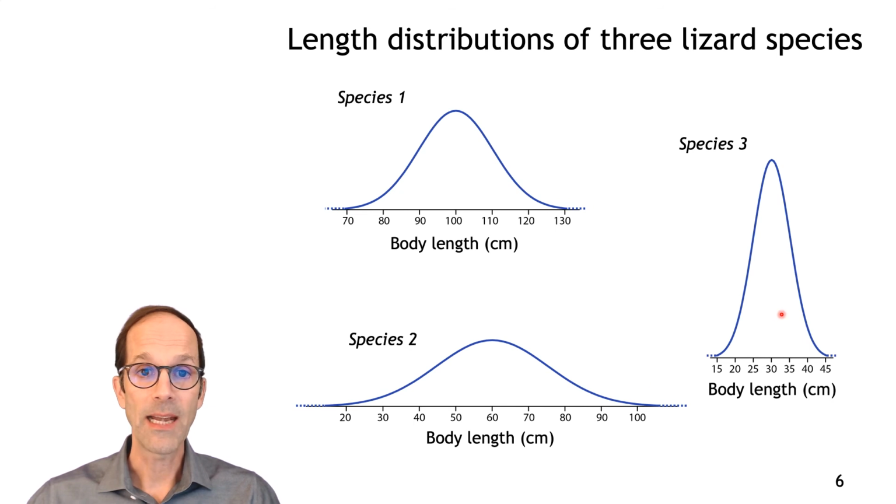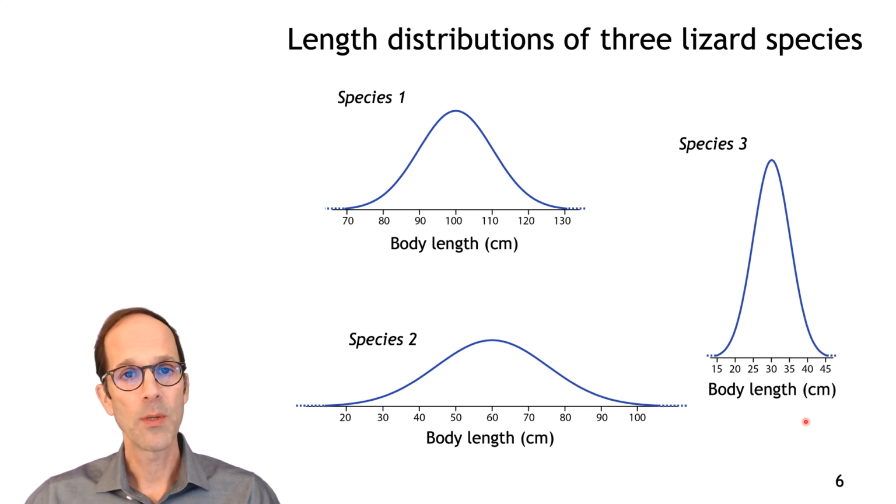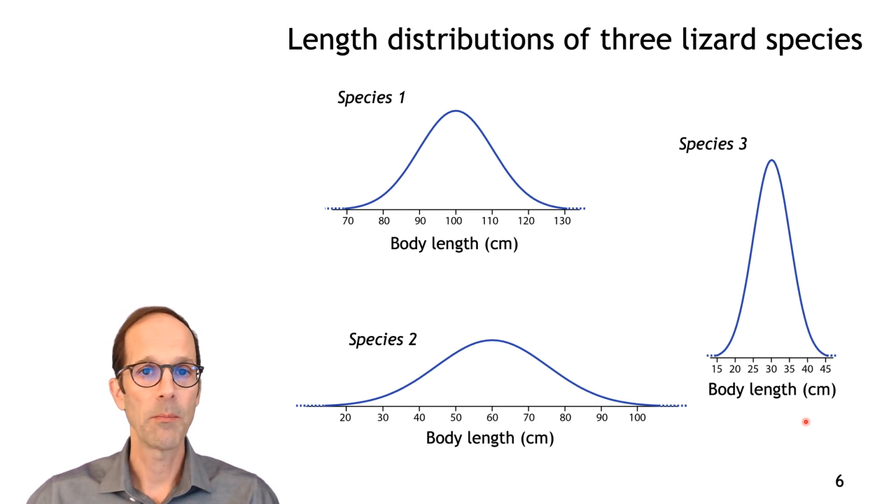And if that 80 centimeter lizard were from species 3, it would be a shockingly large lizard, so large that it doesn't even show up on our graph, way bigger than the biggest ones that we're likely to see. So the raw value in centimeters is a little hard to interpret when we're comparing multiple species with different means and different variances.